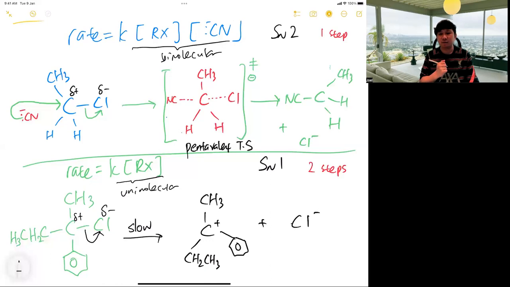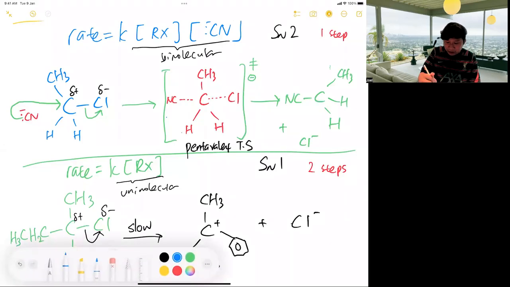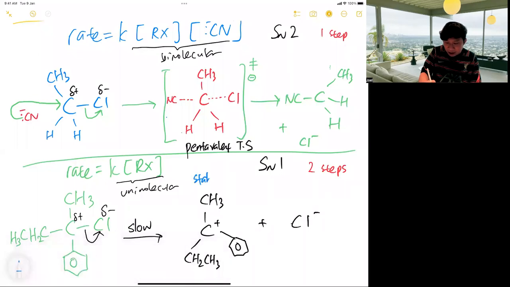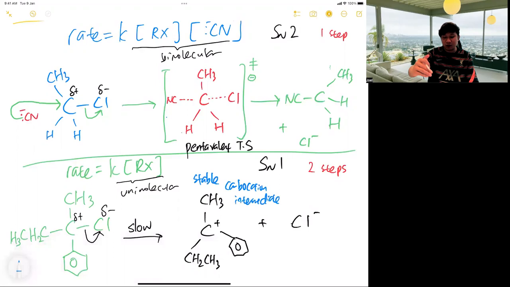Something is very stable. So another clue is that this is a very stable carbocation intermediate. I say intermediate versus transition state because it's a real species that I can isolate. So why is this stable? Very nice, this one. Come on, I drew that, it is super good.